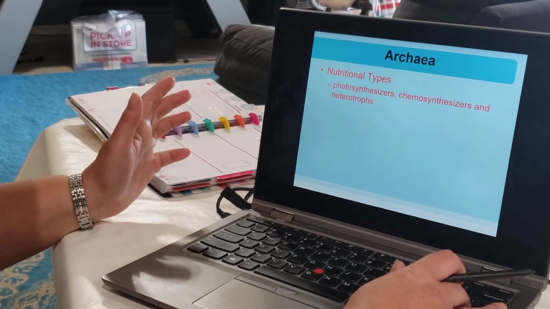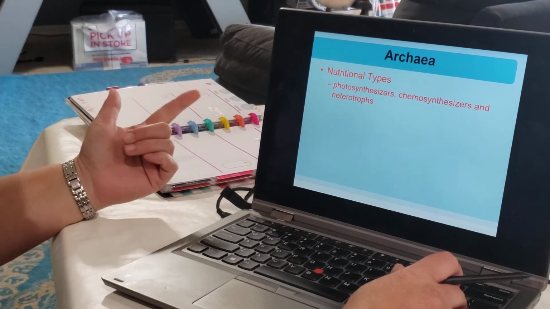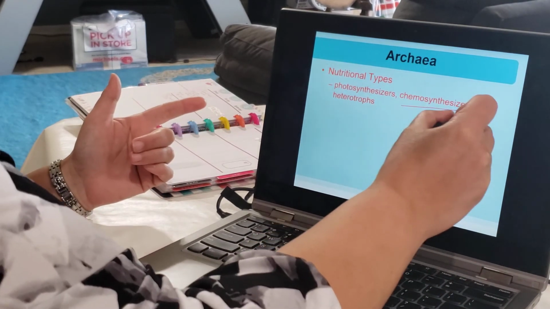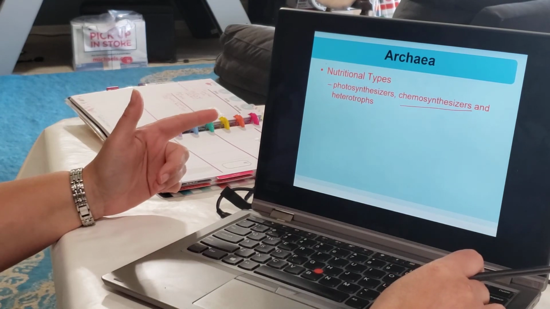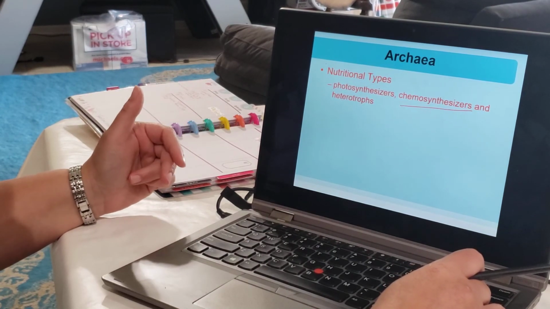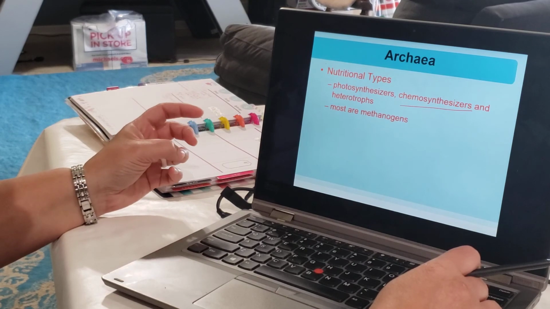And nutrition types. These guys can be photosynthetic, chemosynthetic, so that's your deep depths, the ones that undergo chemosynthesis, and some can be heterotrophic. Most are methanogens.